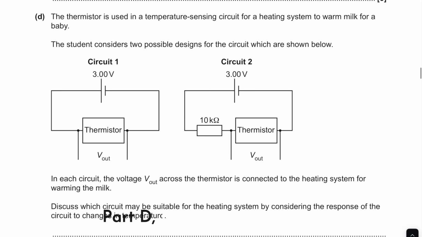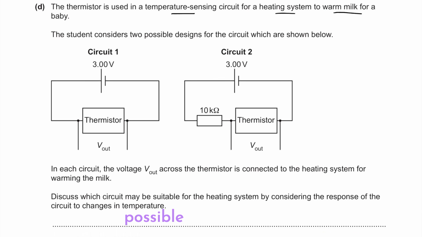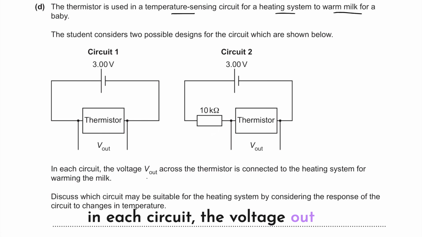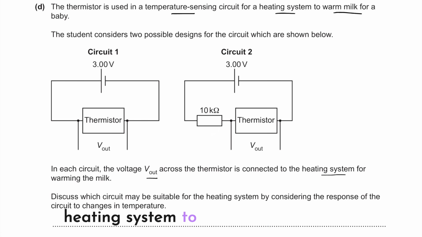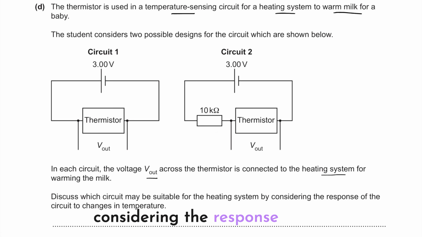Part D. The thermistor is used in a temperature sensing circuit for a heating system to warm up the milk for a baby. We've been given two possible circuit designs. In each circuit, the voltage out across the thermistor is connected to a heating system to warm up the milk. Discuss which circuit may be suitable for the heating system by considering the response of the circuit to changes in temperature.